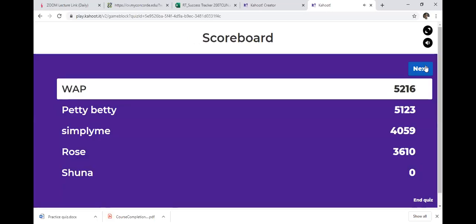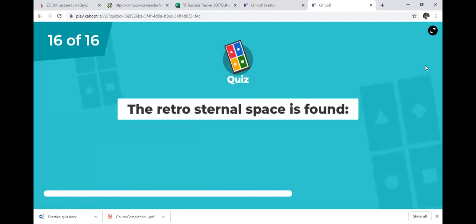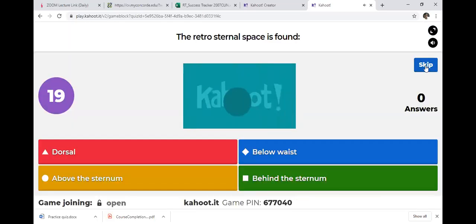Still the same. Got WAP, Petty Betty, Simply Me, and Rose. Last question. Retrosternal space is found where? Where is the retrosternal space?